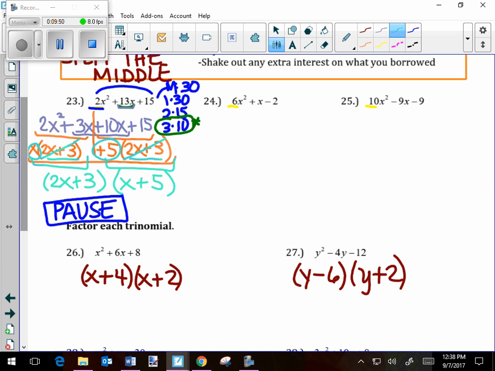This gives you a nice, neat little process to go through, so you're not just guessing and checking and trying to find something that works. This actually gives you a way to make this work. Okay, so let's do number 24.